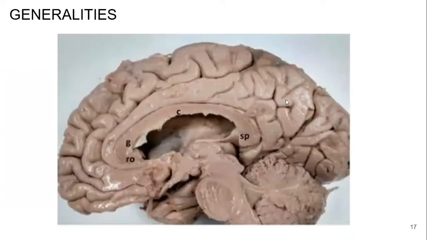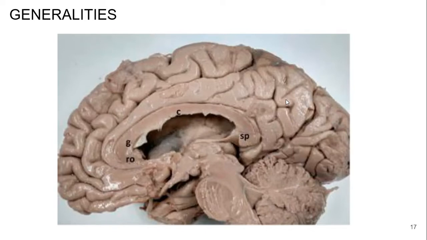Now we'll move to the corpus callosum. The corpus callosum, just generalities about it, is Latin for tough body. It's also called the cerebral commissure, and it's a wide, thick nerve tract consisting of a flat bundle of commissural fibers beneath the cerebral cortex in the brain. The corpus callosum is only found in placental mammals. It spans part of the longitudinal fissure connecting the left and right cerebral hemispheres, enabling communication between them.